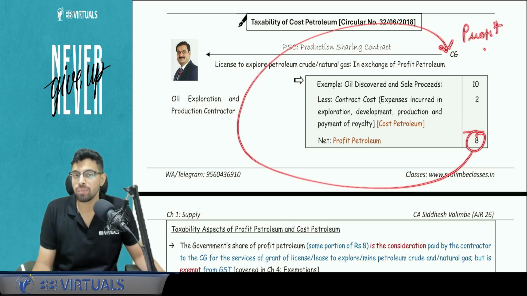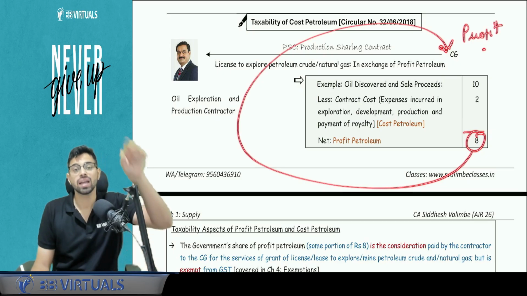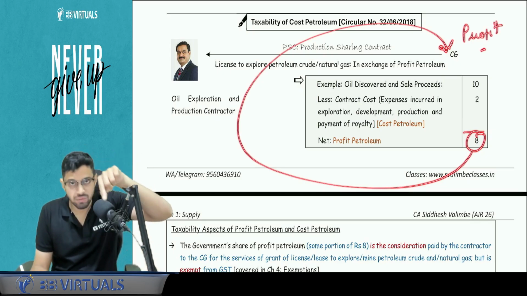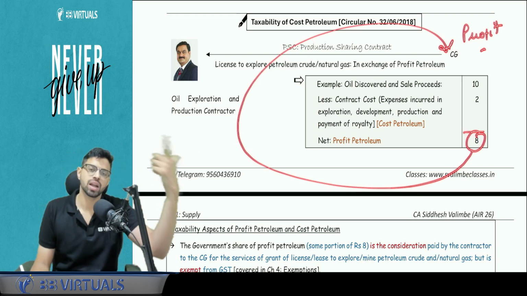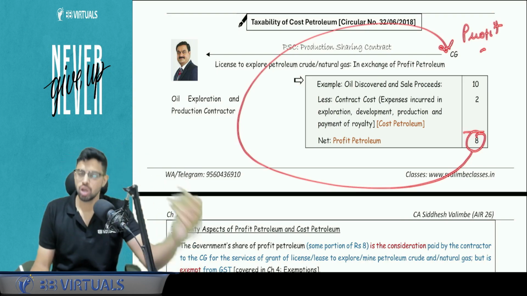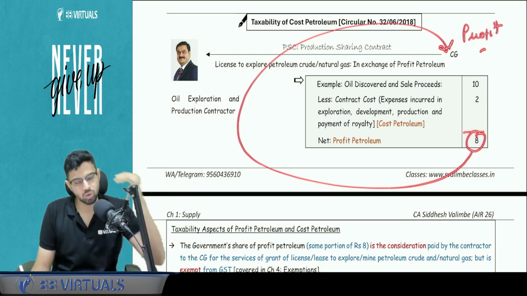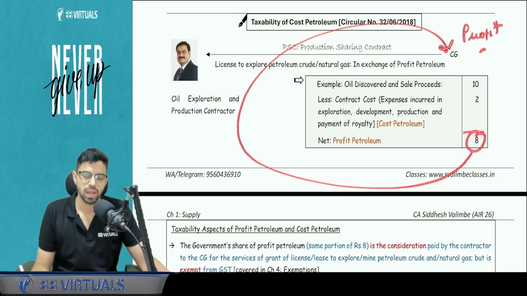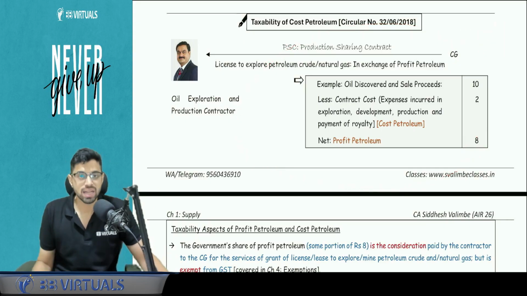Why did it go to the government? Because it is a consideration against the supply of service. What service did the government give? The government transferred the license and allowed the use: okay, you can use our resources, you can try to find oil and sell it. Now the question comes: sir, what is the taxability of cost petroleum and profit petroleum?